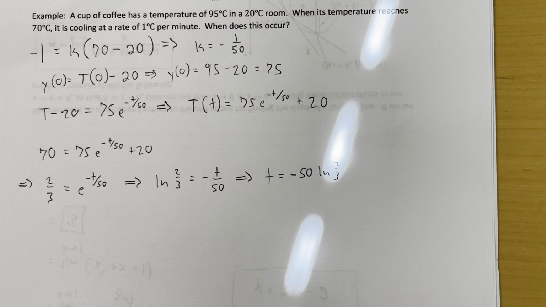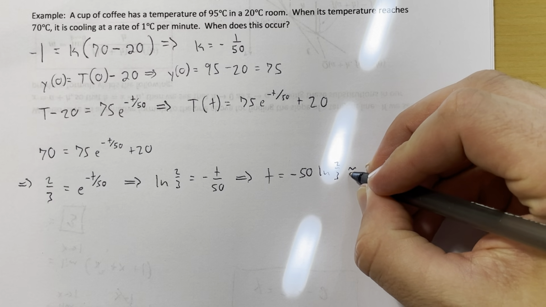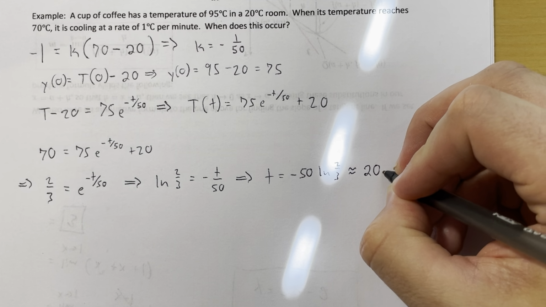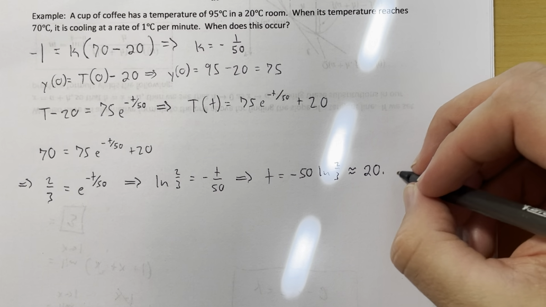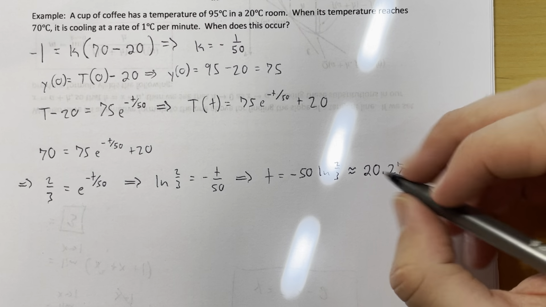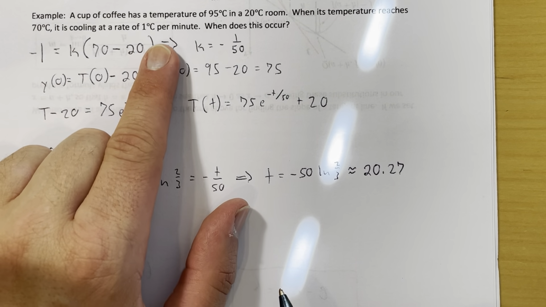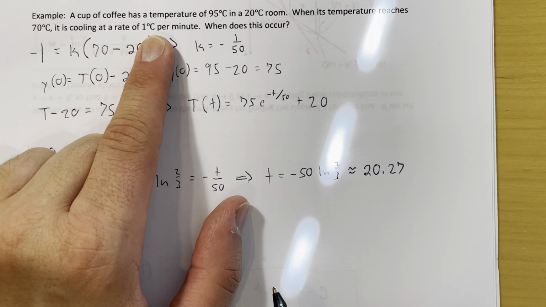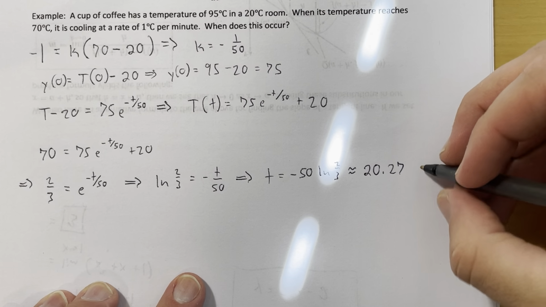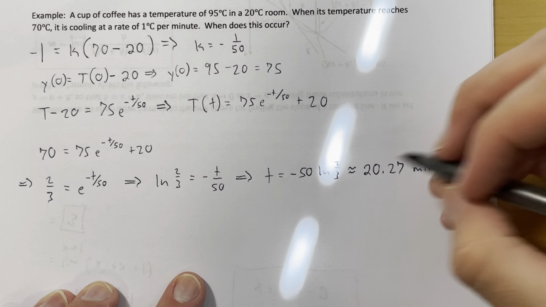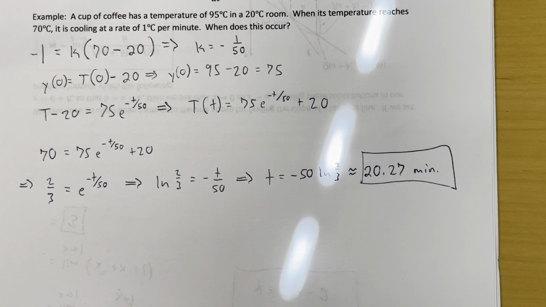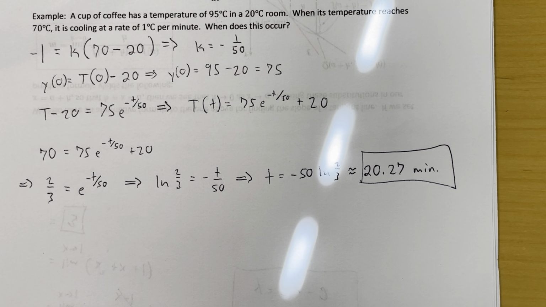That's going to come out to, what did we say? Negative 50 times natural log of 2/3. That comes out to approximately 20.27. And the timing that we've been using here has been minutes, or the units of time. So that would be roughly 20 minutes, 20.27 minutes. Okay? That seems pretty reasonable.